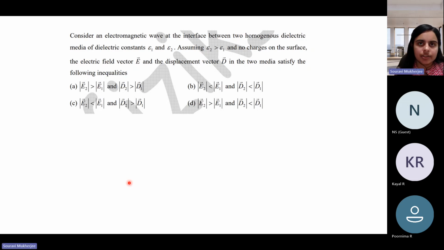So try to think along the lines of the boundary conditions and how electric fields and displacement vectors are related to each other. Are you following the question? Like the question is clear to everyone?